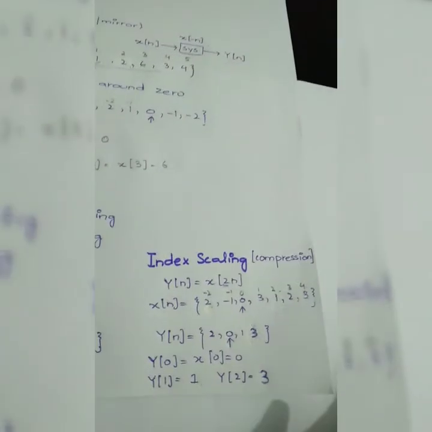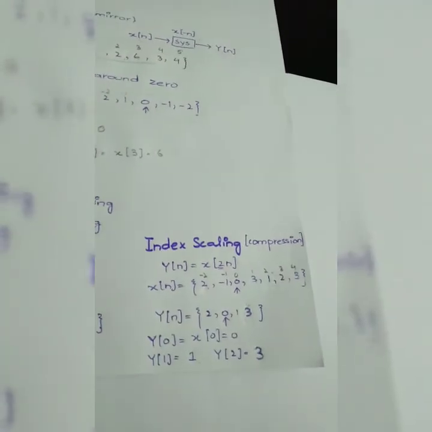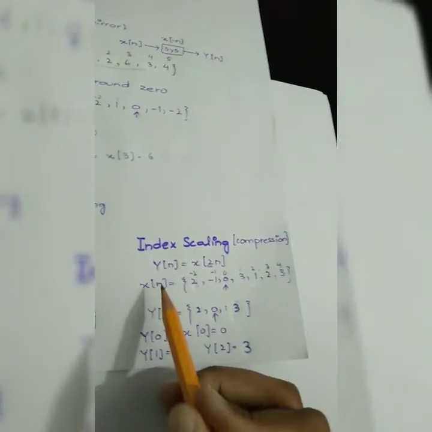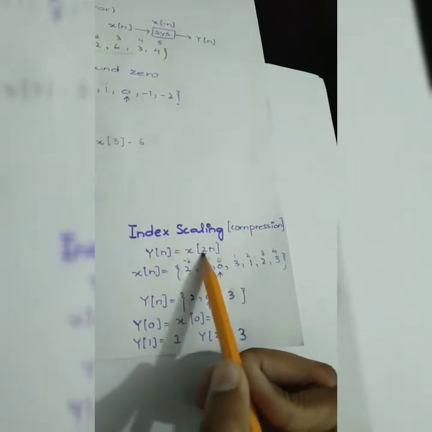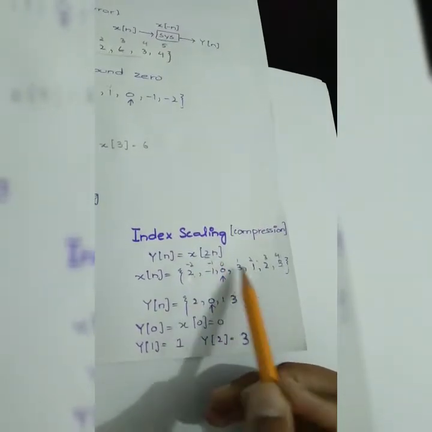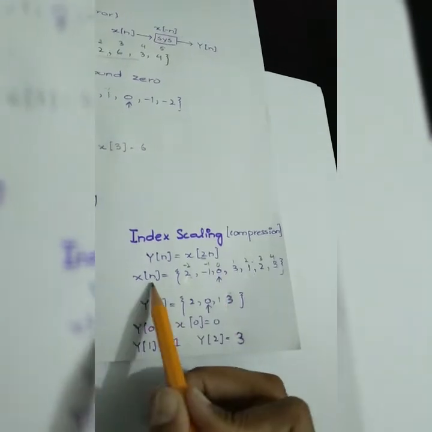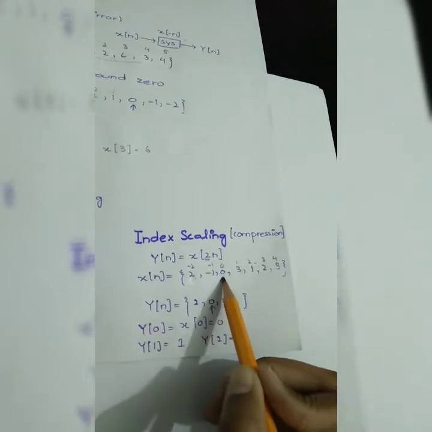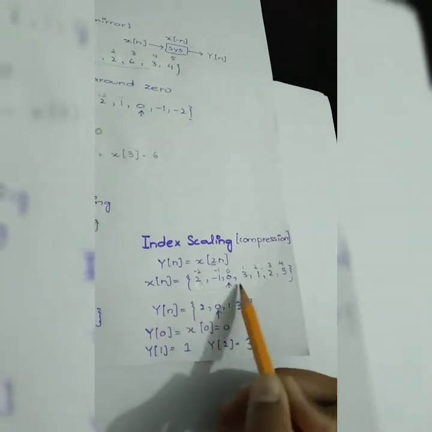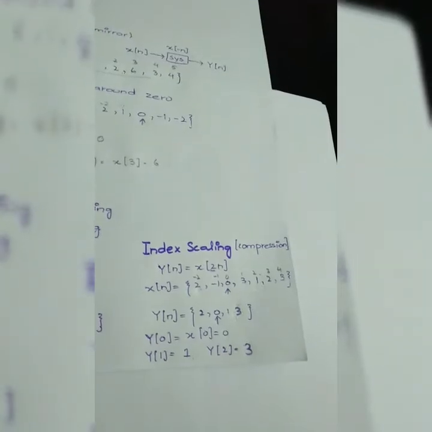Index scaling. Index scaling is also known as compression. It just compresses our signal. For example, in this case, y of n is equal to x of 2n. This factor shows how much we will compress our signal. In this case, we will compress our signal by the factor of 2. For example, x of n is equal to 2, minus 1, 0, 3, 1, 2, 3, and this is our 0 index value, and we want to compress this signal by the factor of 2. Then we can find the values by just putting the values in this equation.